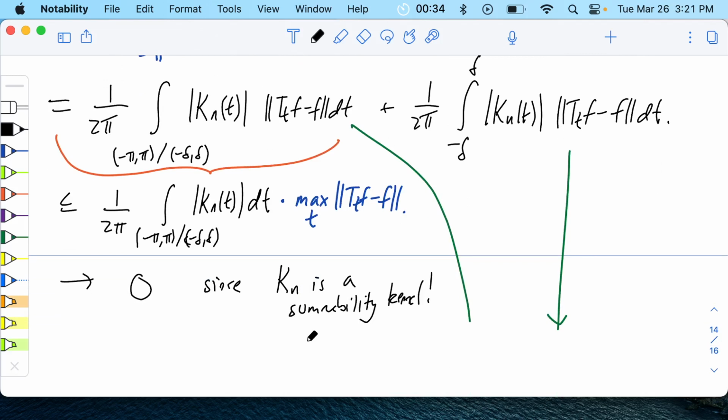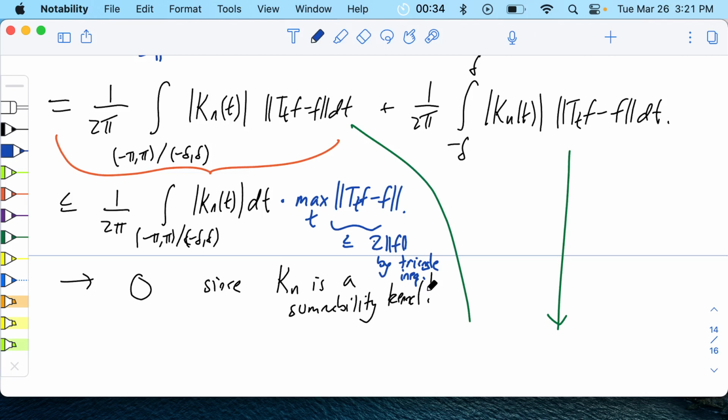Okay, so basically this one does what we want. The summability kernel is exactly defined to make this one be okay. The nice thing is this norm can never be too big. For example, you could do the triangle inequality. The norm of tt of f is equal to the norm of f. So this whole thing is less than or equal to 2 times the norm of f by the triangle inequality. So it definitely can't be too big. So that's totally fine. The integral of the kn outside of minus delta to delta is totally fine.